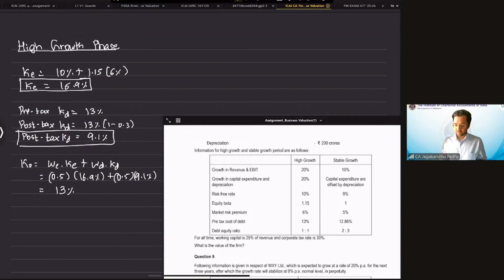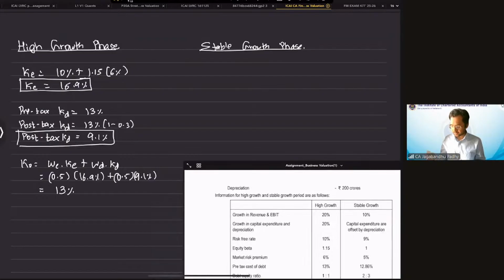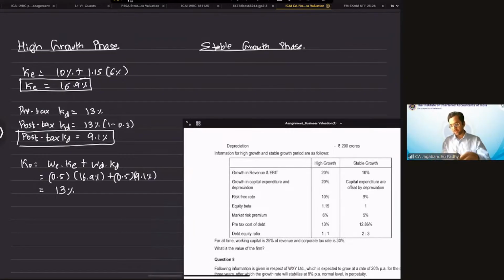13%, right? Same way, can we get the numbers for the stable growth rate also? Calculate these same numbers for the stable growth phase, guys.